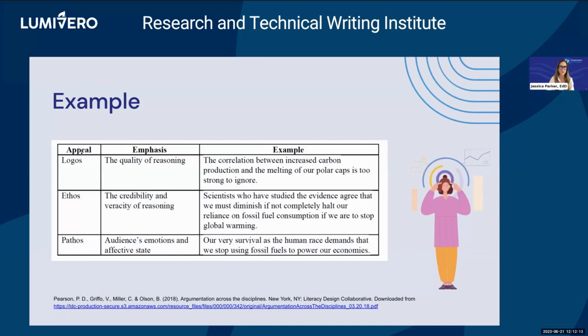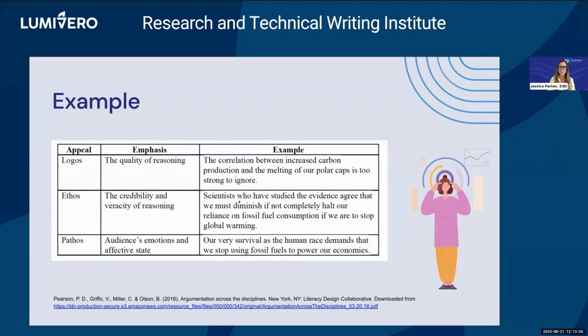So here's an example. This is a screenshot of a table taken from this article by Pearson et al. on argumentation across the disciplines. And Pearson and colleagues did a great job of breaking down the appeal that I just talked about, highlighting the emphasis, and then providing an example. So logos, the quality of the reasoning, an example would be: the correlation between increased carbon production and the melting of our polar caps is too strong to ignore. Obviously this is taken out of a paper, but this would have strong logos if we could see all of the evidence to show that that correlation does indeed exist, but let's just say we believe it does.